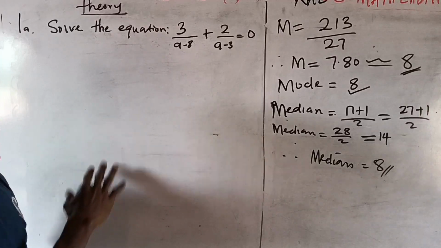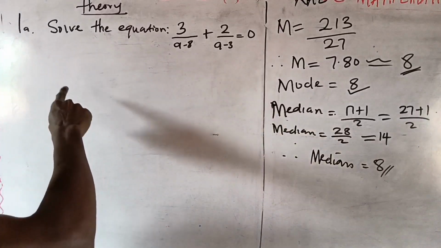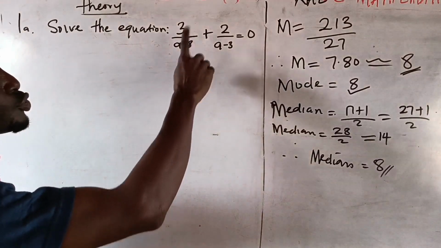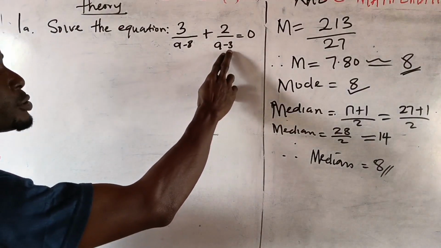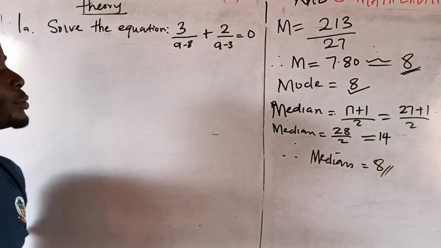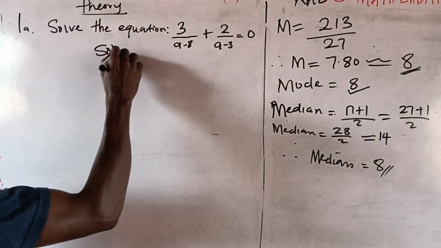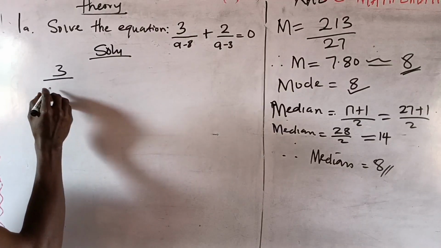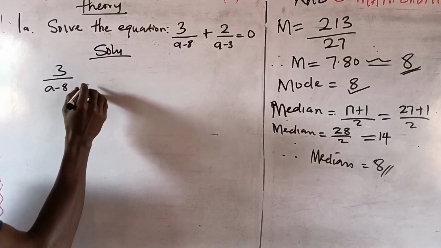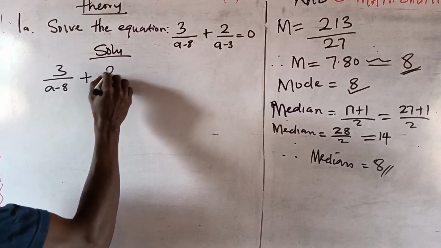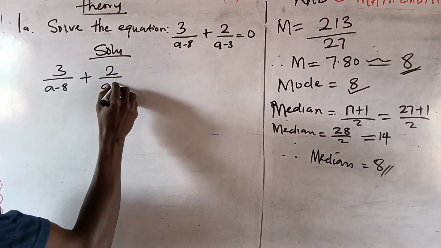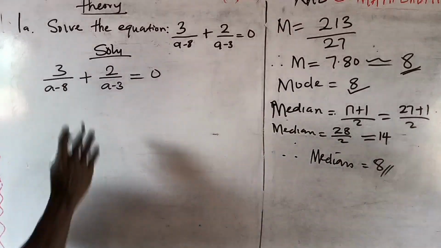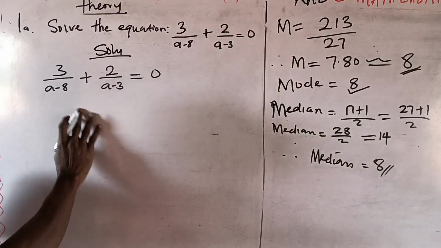Now let's check the theory part. 1a, solve the equation 3 over a minus 8 plus 2 over a minus 3 equals to 0. Solution. Here is the question: 3 all over a minus 8 plus 2 all over a minus 3 equals to 0. What do we do here? We are going to eliminate the fraction.